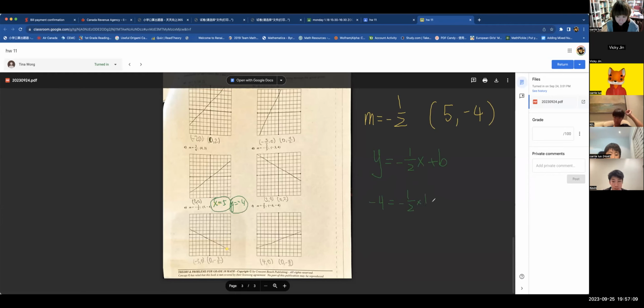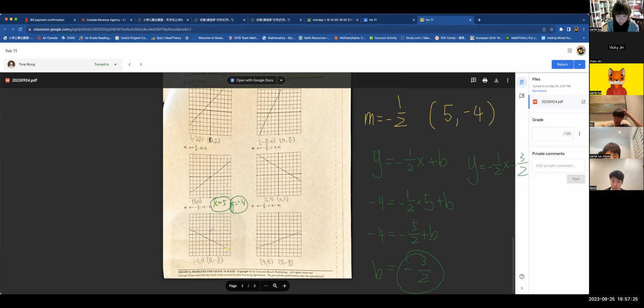X is 5. Yes, so plus b, right? So negative 4 equals 5 over 2 plus b. So b equals negative 3 over 2. So that's the answer. So you have y equals negative half x minus 3/2.